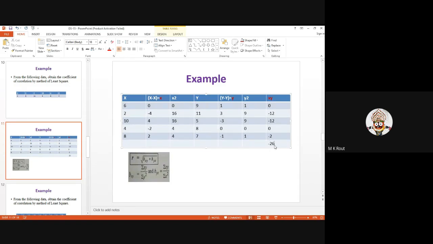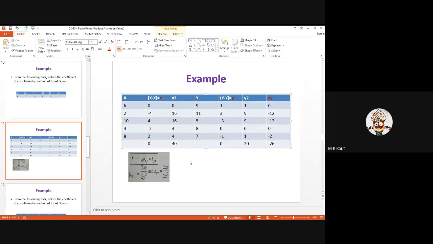Is it clear? In case of summation of y square, how much? 20. The next part is summation of y, how much? 0. Similarly, summation of x square, how much? 40. And summation of x is how much? 0. Clear? So you got all the values. Now we calculate the coefficient.